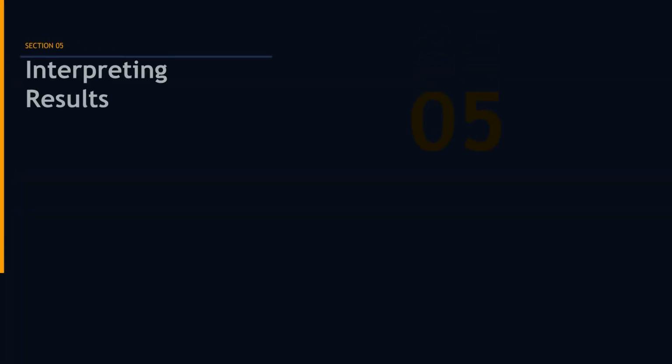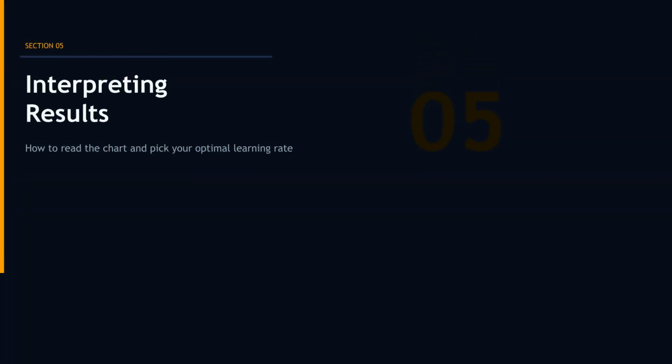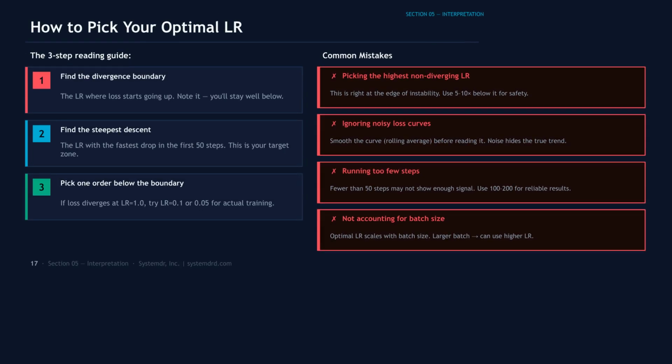Reading the LR Finder chart correctly is a skill. This section outlines the 3-step process to interpret the results and select your optimal learning rate. First, find the divergence boundary. This is the LR where loss starts going up. Second, find the steepest descent, the LR that drops the fastest early on. Third, pick one order of magnitude below the boundary for safety.